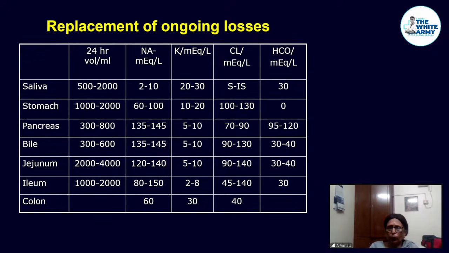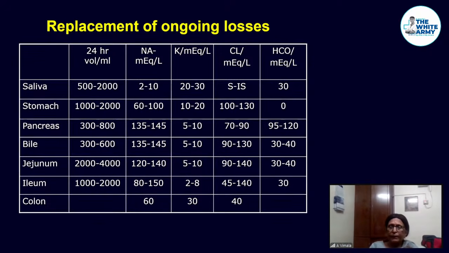This is what you should know, because when somebody has pyloric stenosis and vomiting, the fluid loss contains sodium, potassium, and chloride predominantly. If somebody has a pancreatic lesion and fluid is sequestrated, the fluid loss is sodium, potassium, and bicarbonate. Diarrhea also contains a lot of sodium, potassium, and bicarbonate. Colon contains some amount of chloride also.